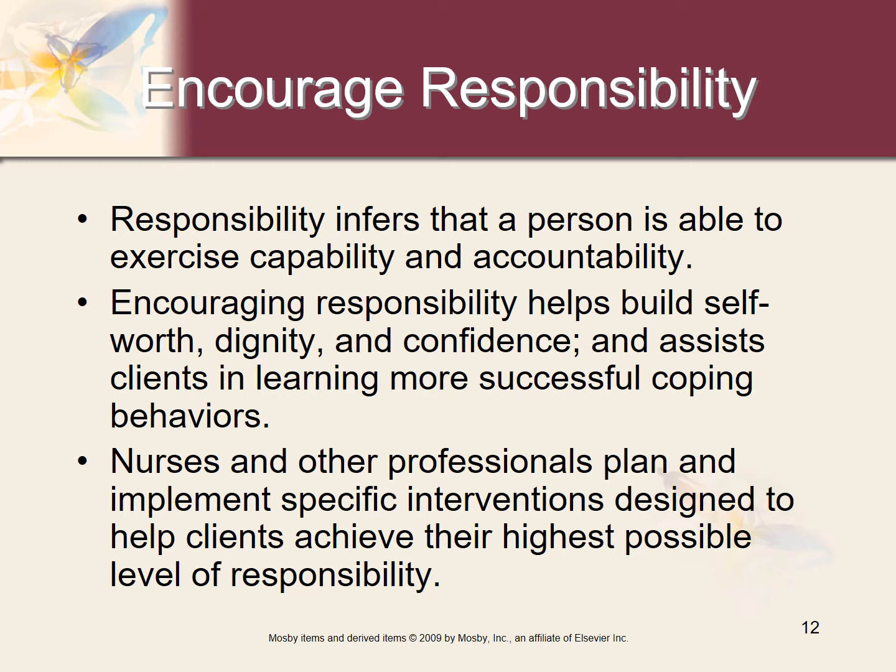Encouraging responsibility helps build self-worth, dignity, and confidence, and assists clients in learning more successful coping behaviors. Nurses and other professionals plan and implement specific interventions designed to help clients achieve their highest possible level of responsibility. So remember, our primary mental health intervention is to help build self-worth, dignity, and confidence.